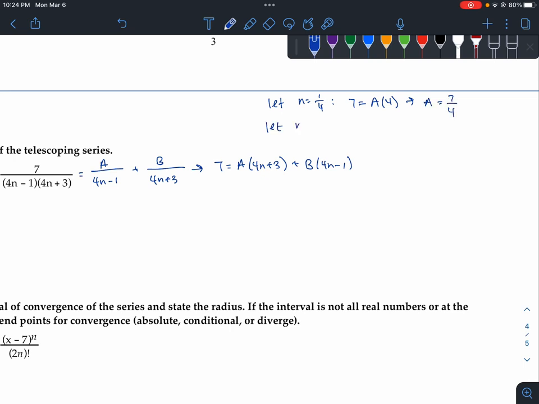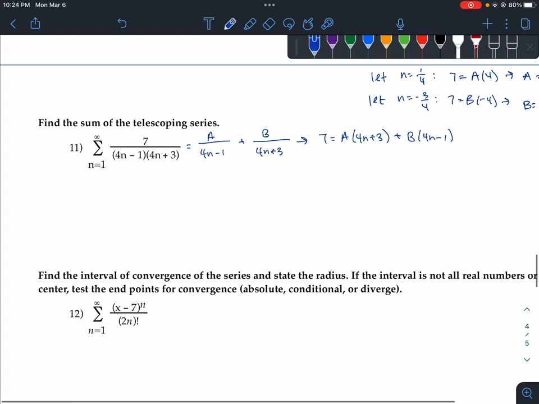Okay, so let's get rid of the other one. So if I come here, let's let n equal negative 3 divided by 4. That way that would be 0. So negative 3 divided by 4, we'll get 7 is equal to, that's going to be 0. And if I plug this in here, that's going to be negative 3 minus 1, so this is going to be b times negative 4. So b will be equal to 7 divided by negative 4.